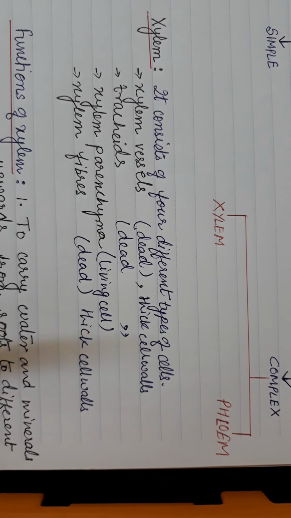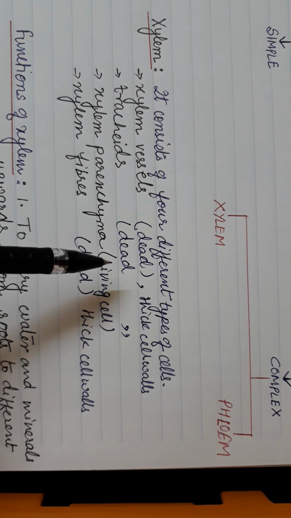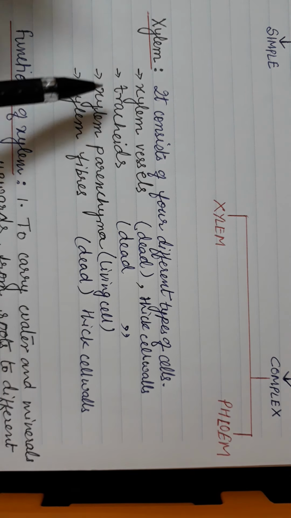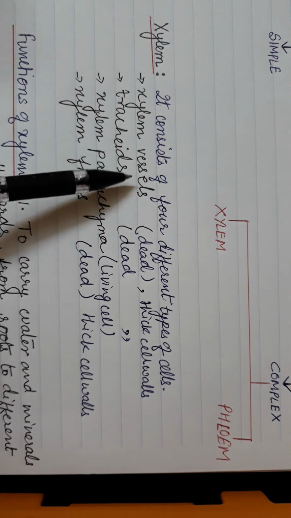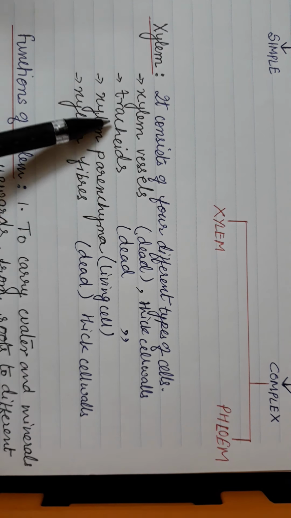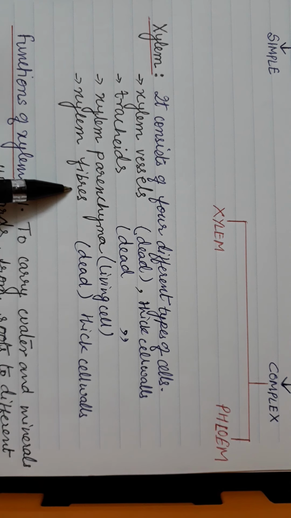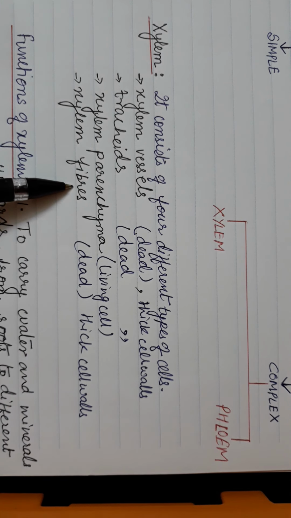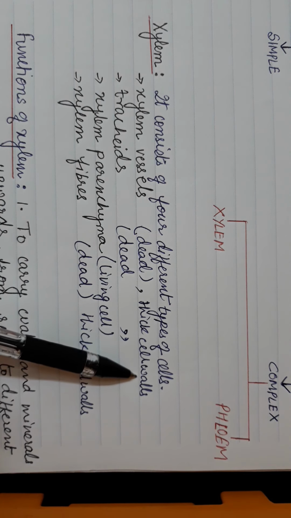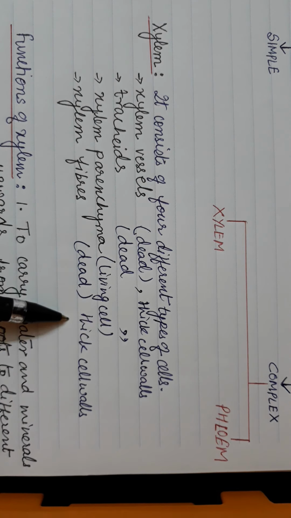Now, xylem, as we have discussed, that complex permanent tissues have different types of cells which work together as a unit. So, xylem consists of 4 different types of cells. What are those? Xylem vessels, tracheids, xylem parenchyma, and xylem fibers. Now, except xylem parenchyma, other xylem cells are dead and they have thick cell walls. Why do they have thick cell walls? Because of the deposition of lignin.